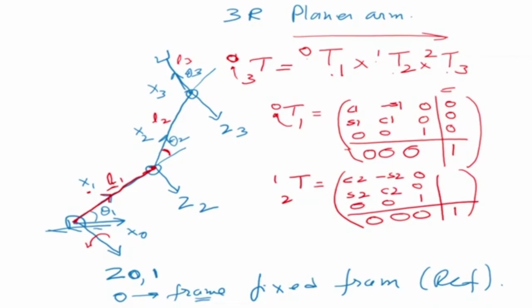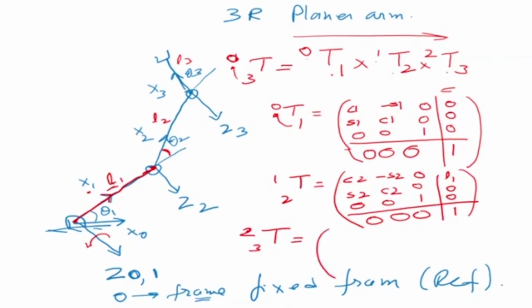Now what is the distance between the origins? Qx, Qy, Qz. There is a distance of L1 in the direction of x, there is no motion in the y direction, and there is no displacement in the z direction. So this is the relation of axis 2 with respect to 1. Now what about the relation between axis 3 with respect to 2? So it is 2 to 3.